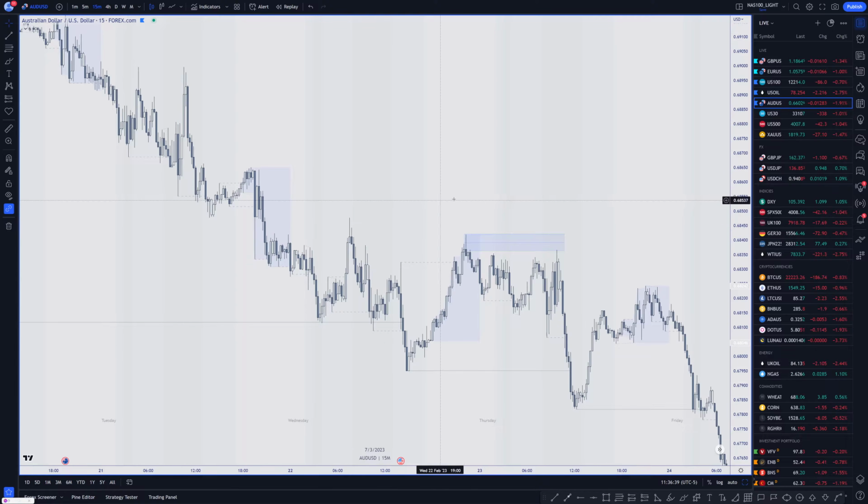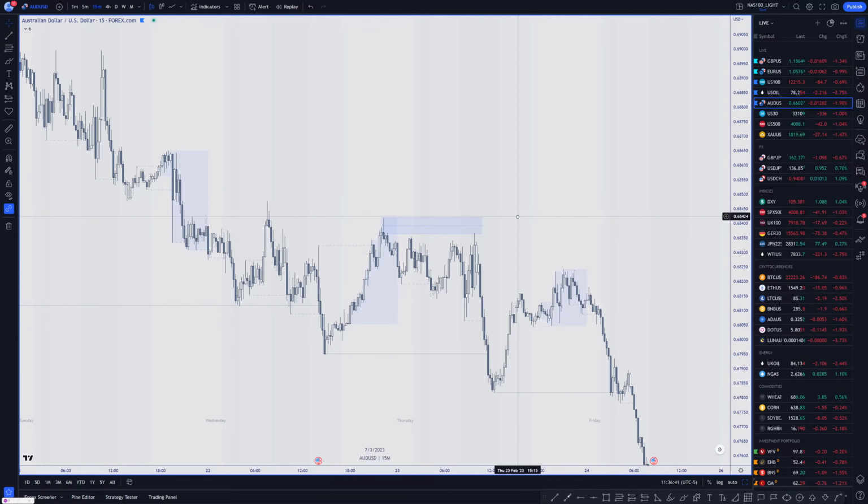Now, in terms of trading this pair, when does this pair move most? Well, you'll actually notice that it moves quite a bit in Asia. And why is that?